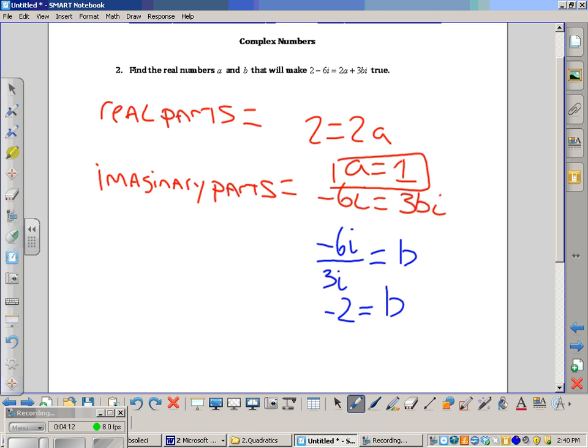Let's see if this makes sense. So 2 minus 6i, the left-hand side, equals 2 times a, well that's 2, and then 3 times negative 2, that's minus 6i. That's the right-hand side. And the right-hand side equals the left-hand side. Done.